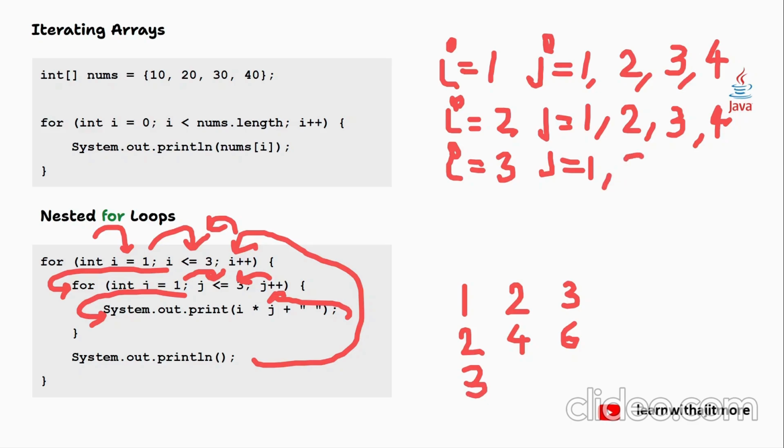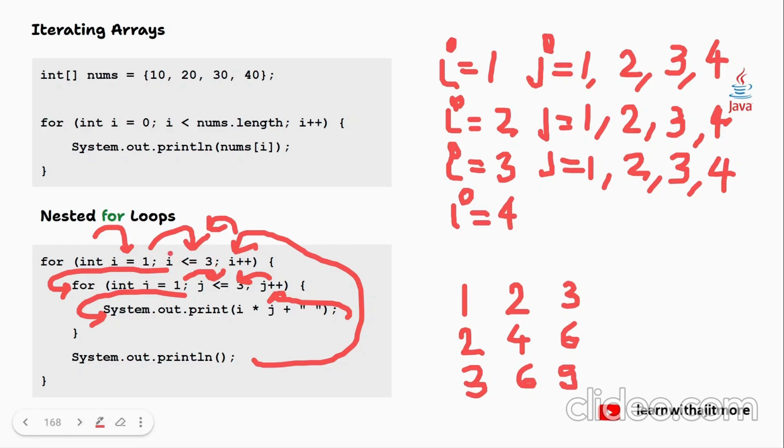Then this becomes 2. 3 into 2, 6. Then this becomes 3. 3 into 3, 9. Then this becomes 4. Inner loop fails. New line. And then come to i plus plus. But now the i loop also will fail because i becomes 4. And the moment i becomes 4, this condition is also false. And the outer for loop also will stop.